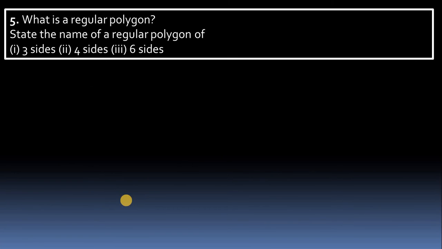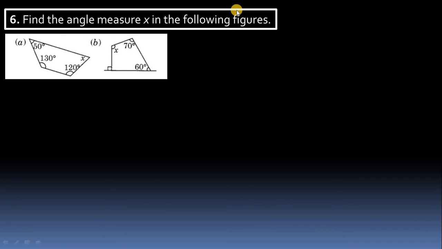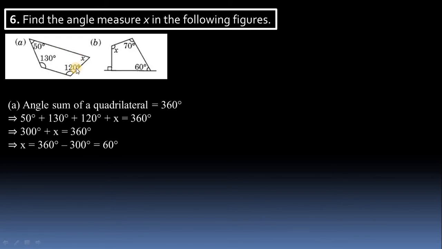Next one is: what is a regular polygon? State the regular polygon. 3 sides means equilateral triangle, 4 sides means square, 6 sides means hexagon. So regular hexagon is there, square is there, and equilateral triangle. That question was quite easy. Find the angle x. As I told you, in the case of a quadrilateral the sum is 360, and in the case of a triangle it is 180. So how will you calculate the value of x? Simply add all the 4 angles, equal to 360. Then you can easily calculate x. So all the values are equal to 360.